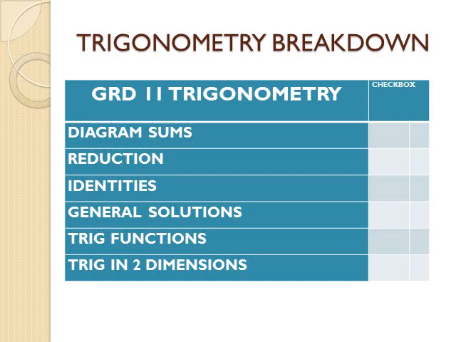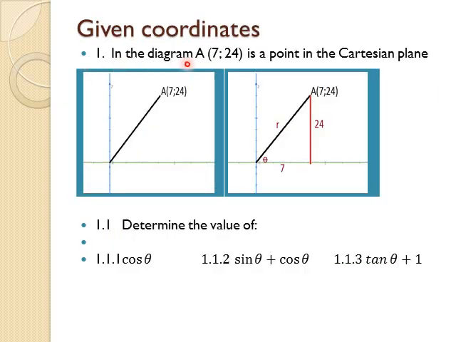Right, so in the diagram, A, 7 and 24 is a point in the Cartesian plane, right? So that is given to you. First thing we require to do, we will always draw a line in such a way that it forms a 90-degree angle. And theta will always be such that it starts from the x-axis rotating anti-clockwise, as you can see there. Now we assume you know when we give you coordinates that x is 7, and 24 is y. We don't know the value of r. Right, so say determine the value of that.